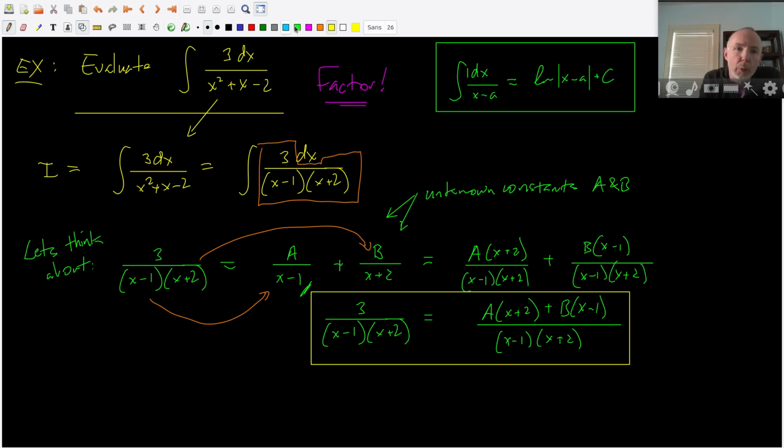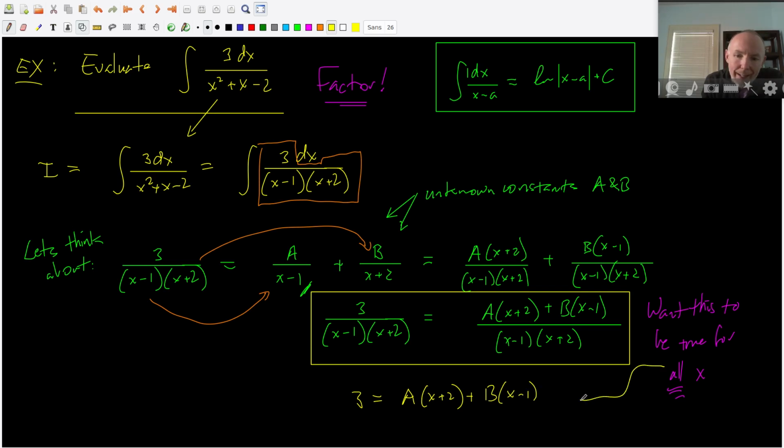And that must be true for all values of x. And so if that's true for all values of x, then I can forget about the denominator because it's the same on the left and the right. So we must have that 3 is equal to that slightly more complicated thing on the top of the right. But again, it must be true for all values of x. And if that's true for all values of x, it must be true for any specific values of x.